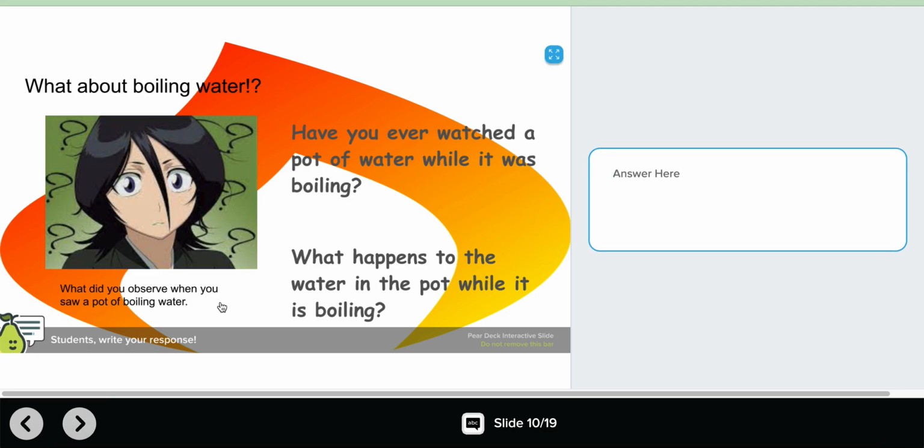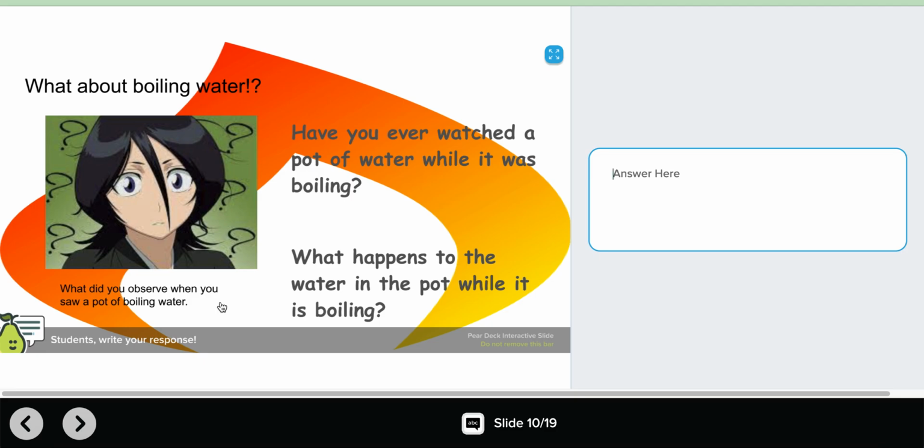So let's think really quick about something before we jump into our next slide. Have you ever watched a pot of boiling water? What happens when this water's boiling? You see some visual things happening. You might even smell some things. You might even have it look like something's leaving the pot, right? So I just want you to think about that for a quick second before we go on.